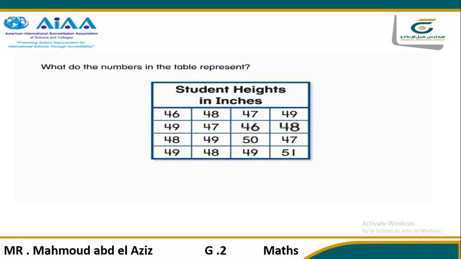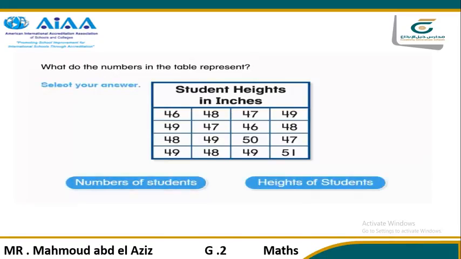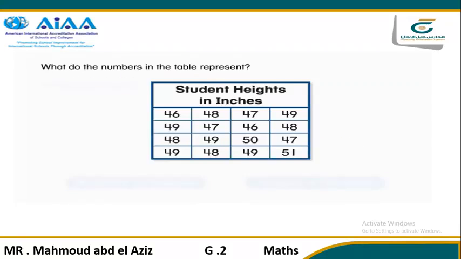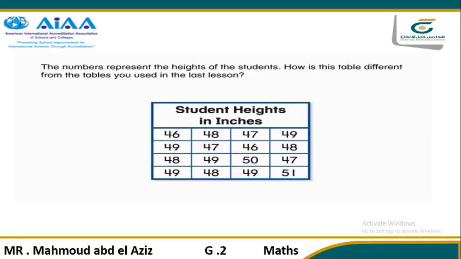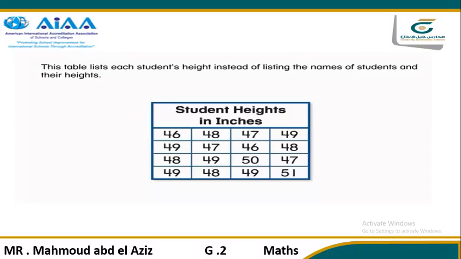What do the numbers in the table represent? Select your answer. The numbers represent the heights of the students. How is this table different from the tables you used in the last lesson? This table lists each student's height instead of listing the names of students and their heights.